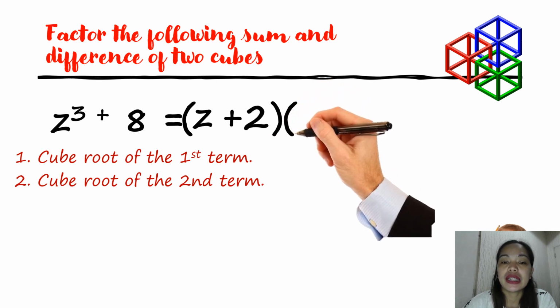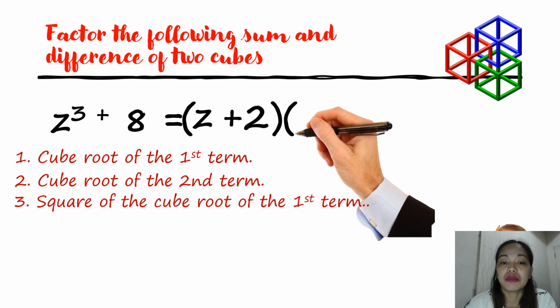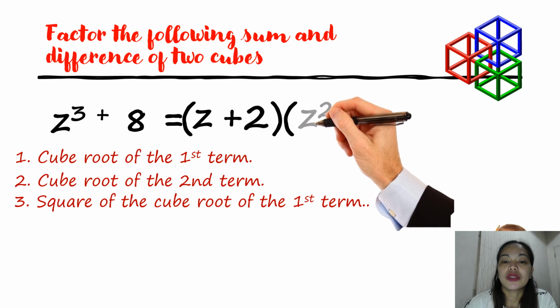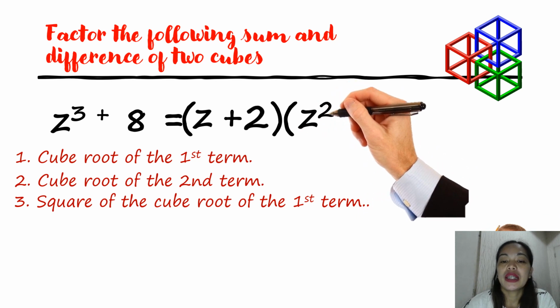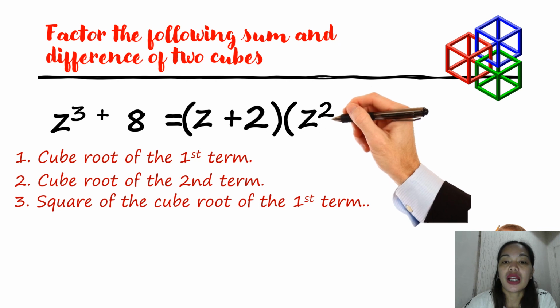The second factor is, we will base that on the first factor. Saan manggagaling yung next term? That is the square of the cube root of the first term. Ang cube root ng first term natin ay z. So, ang square niya is z squared. So, let us write z squared. Now, the operation this time is opposite from the first factor. Kung ang ating first factor ay plus, the opposite is minus. So, we will write subtraction.